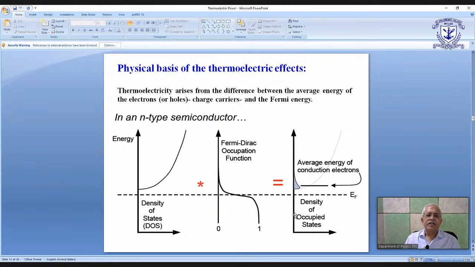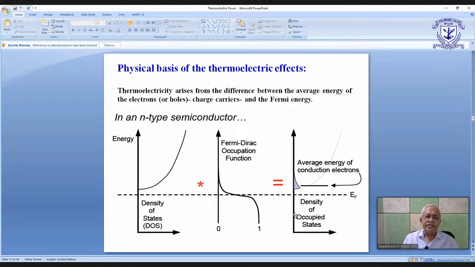So I was trying to tell you about the number of conduction electrons available in metal and semiconductor. The difference is illustrated in this slide. This slide applies to a semiconductor, an N-type semiconductor, let us say.